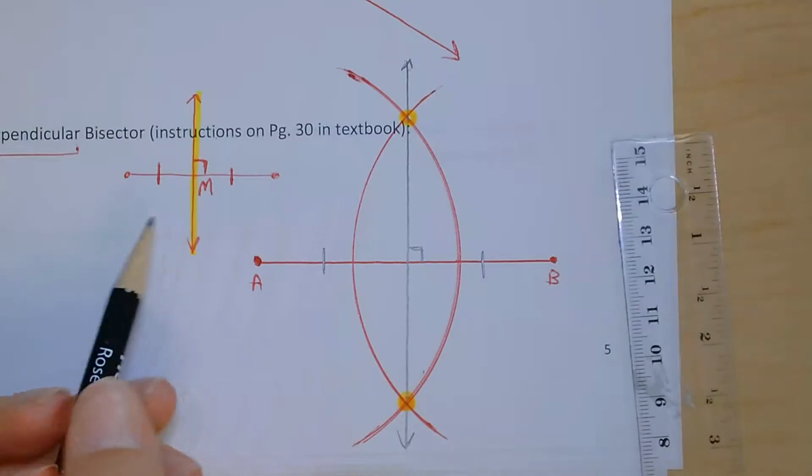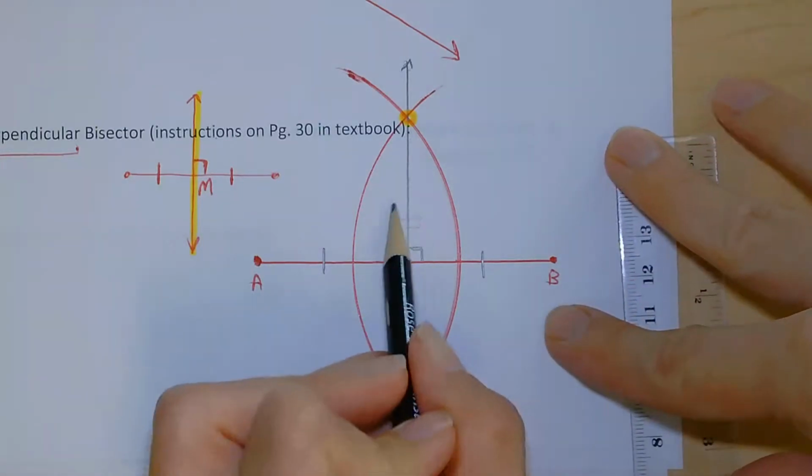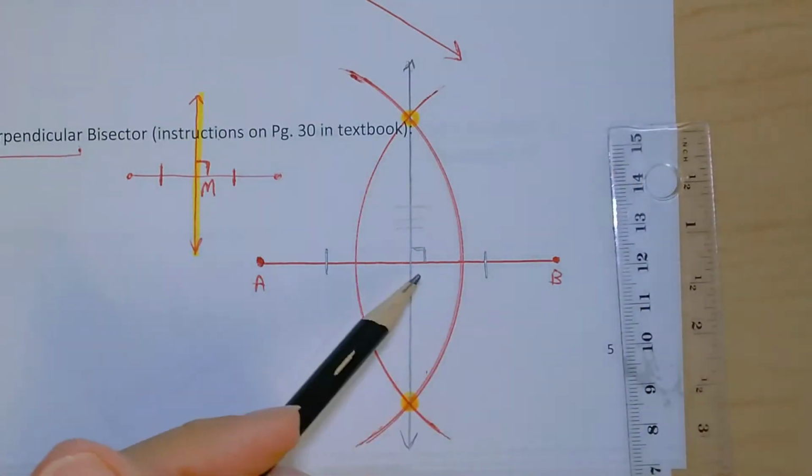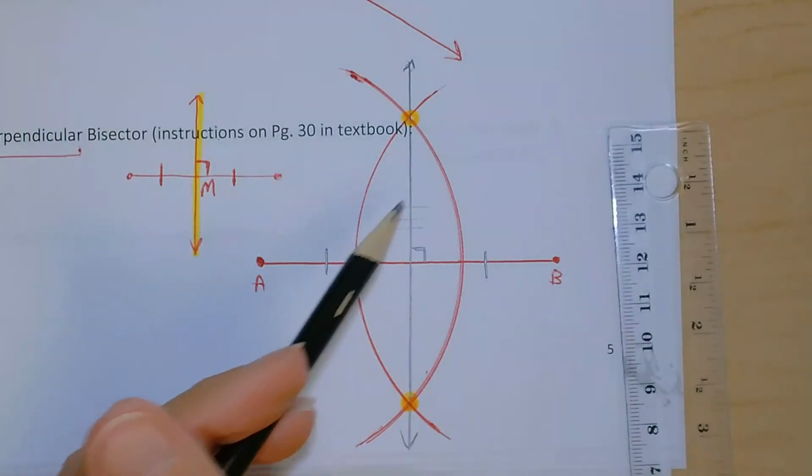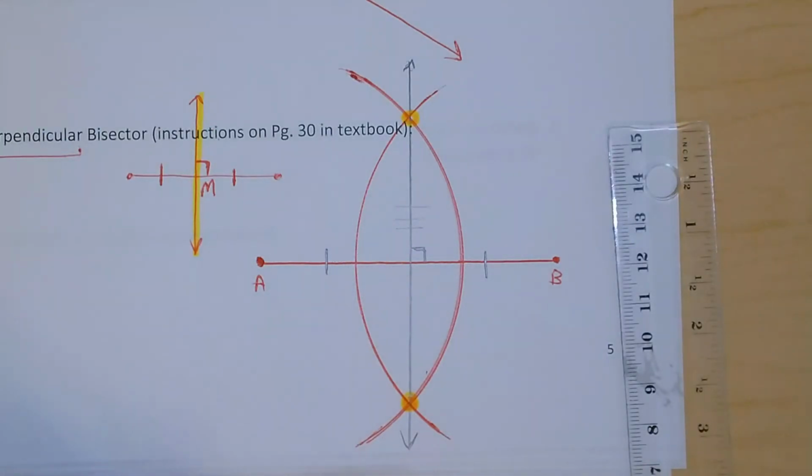So why do I call it the football construction? Do you guys kind of see how it looks like a deflated football? So it's an oval shape, and those are like the threads on it. So it's the football construction, perpendicular bisector.